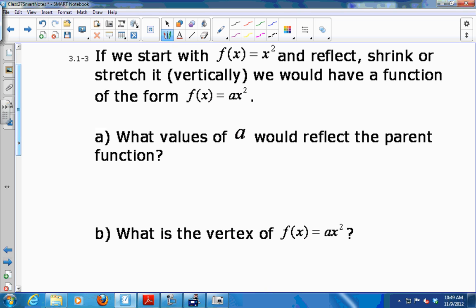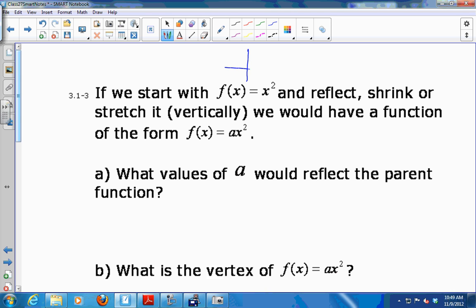So if I start with f of x equals x squared, which we should know what it looks like from project 3, it looks like that. And if I was going to reflect or shrink or stretch it vertically, I would have to throw a number in front of the x squared, the a. That would give a vertical stretch or shrink depending on the value of a. So what value would a have to be in order to cause a reflection over the x-axis? Negative, yeah. A negative out front will cause that thing to flip.